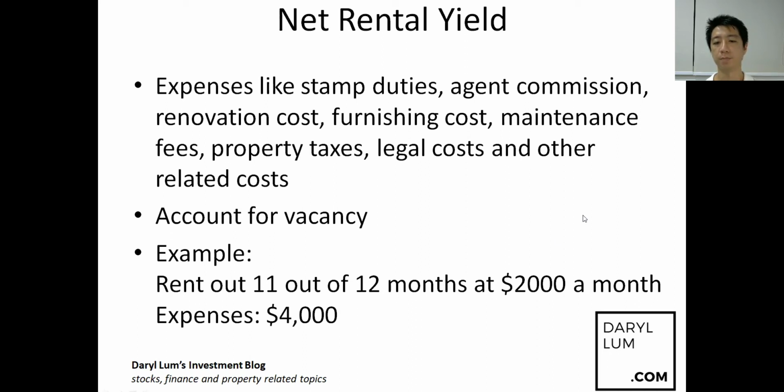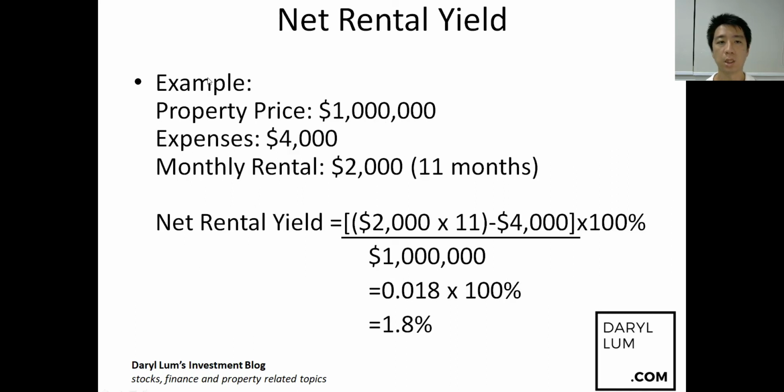Let's keep the numbers simple so the illustration is easier. For example, you purchase the property at 1 million, the expenses are 4,000, and the monthly rental is $2,000 for 11 months. The net rental yield is 2,000, the monthly rental, multiplied by 11 months because you got 1 month vacant, less the expenses. Then you divide by 1 million. You get 0.018, multiply by 100%, and you get a net rental yield of 1.8%.